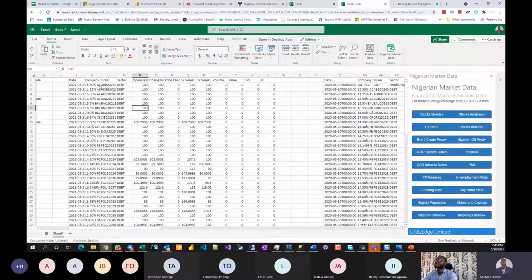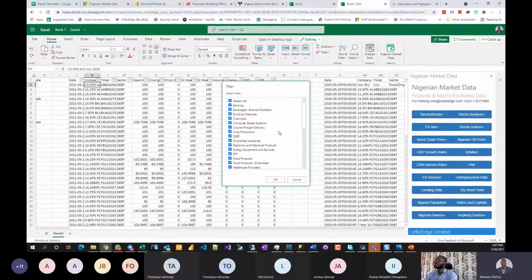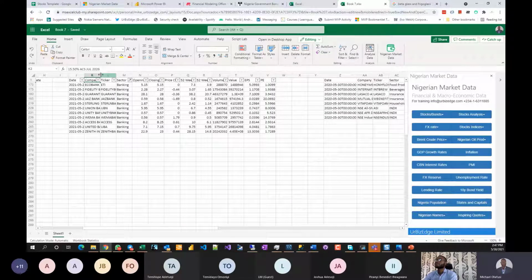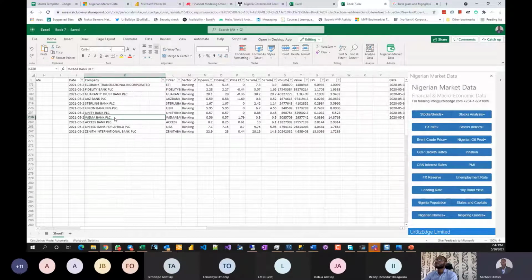Why is my filter not coming up? Okay, great. And I can say, you know what, I'm interested in a particular sector, not everything. I'm interested in the banking sector. So I'm going to see the banks, right? And then I can say, what are their prices? And I can do the same here too and compare the prices.